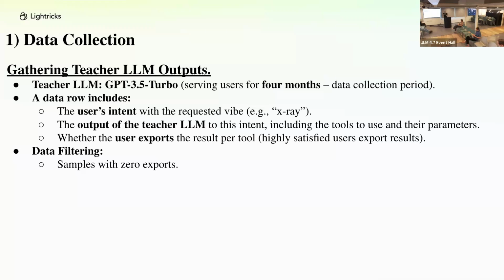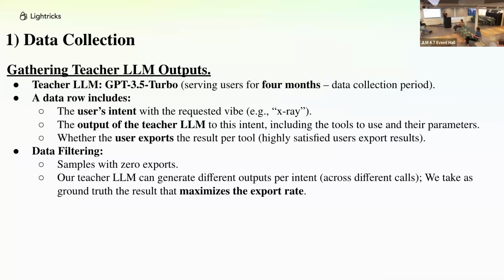And in addition, for the same request, our teacher LLM can output different solutions. For example, take golden hour, which is a very popular request for different users. The teacher LLM can produce several different solutions for golden hour. And now we have the chance to take only the one solution which maximizes the export rate. This is how I create data which is aligned to the total aggregated taste of the users. So it's not personalization for a specific user, but aggregated for all of the users.